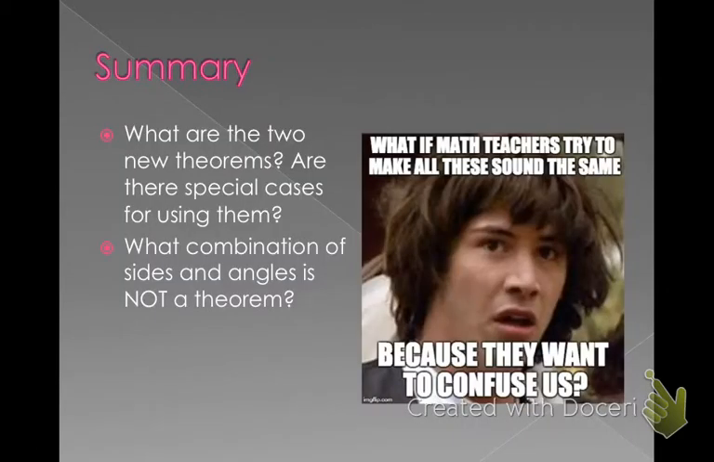So there are 2 new theorems here. Make sure you write down those 2 in your summary, and whether or not there's any special cases for using them. And then which combination of sides and angles is not a theorem, and the one that we'll never use in a proof.